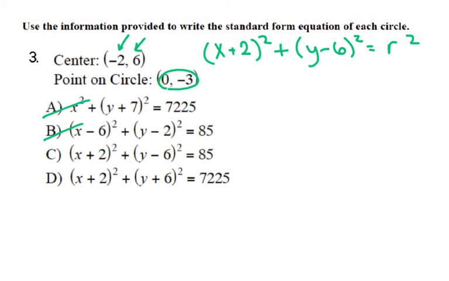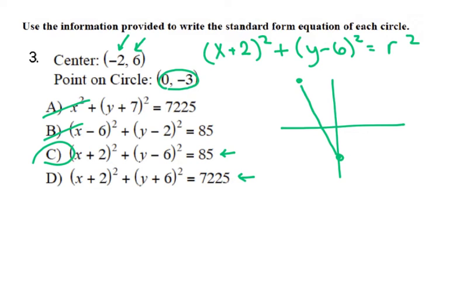It's going to be either C or D. So based on the point in the center of the circle, if I was to just do a sketch, so -2, +6, my point on the circle is 0, -3. That's a pretty big radius. Okay, is it about 9? Or is it about the square root of 7,225? I'm kind of thinking it's more like C. I'm going to get my calculator and check. So the square root of 7,225 is 85. That is not a radius of 85. So just by process of elimination, I'm going to say that this is the correct equation of the circle.